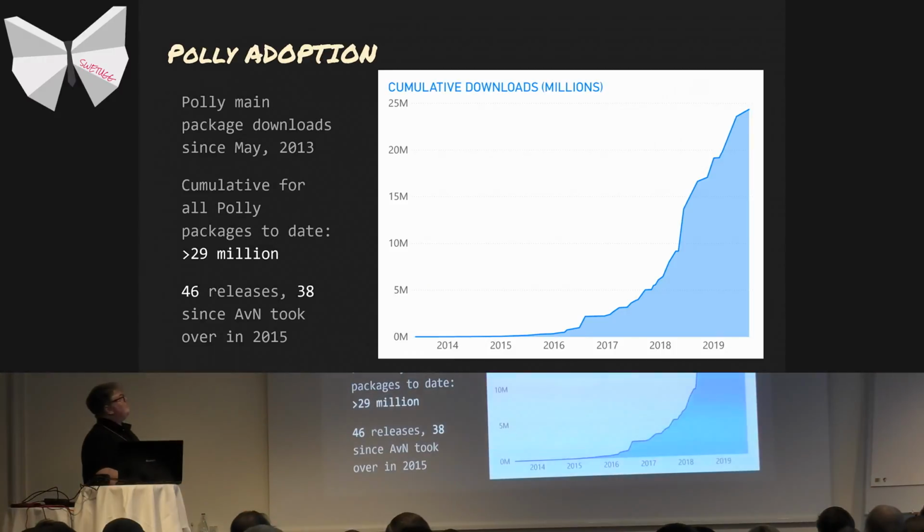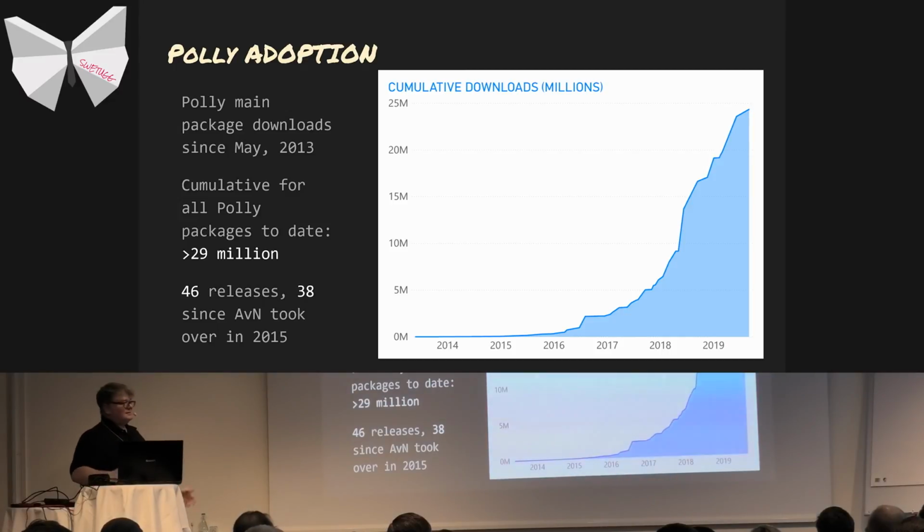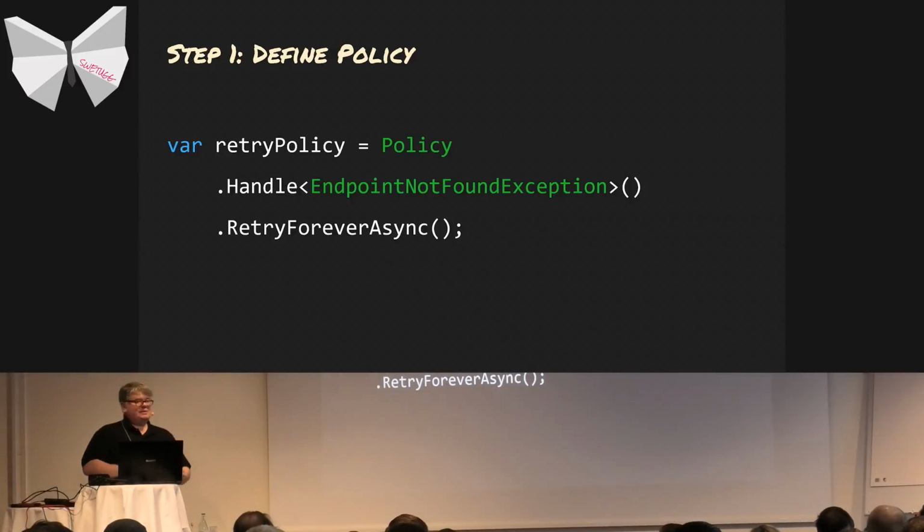So check this out. Polly adoption. Look at 2015. That's where it actually began to get popular. And it just skyrocketed. So this is a free tool set, right? I mean, this is not anything anybody's selling. But the cumulative downloads for all packages to date is over 29 million. That's crazy. Woo.